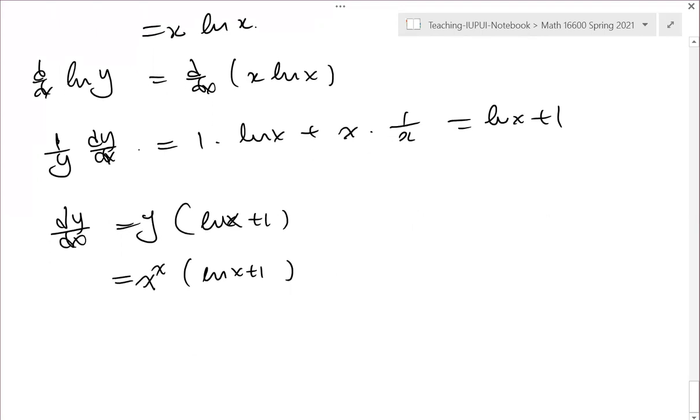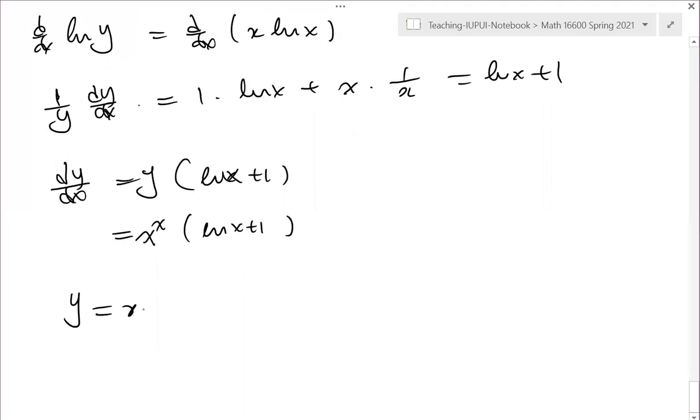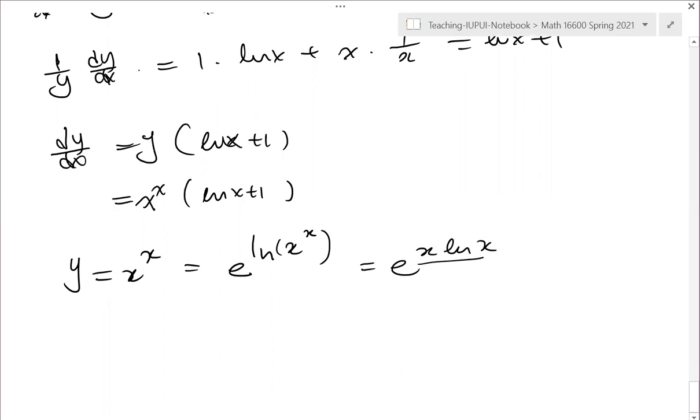So now this is the answer. Is there any slightly different way to solve the problem? Yes. I can change this to e to the natural log of x to the x, and then I can get e to the x natural log of x. So this is just an exponential function, so I can also solve it this way.